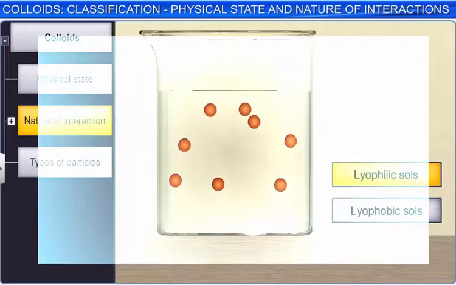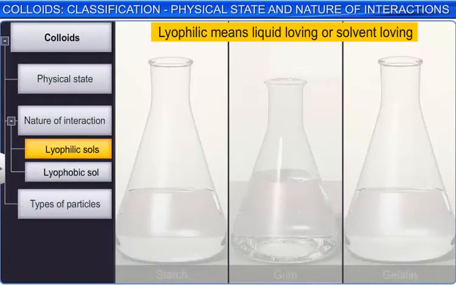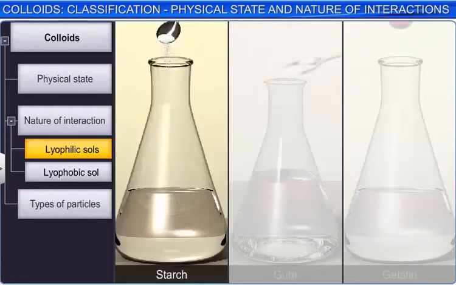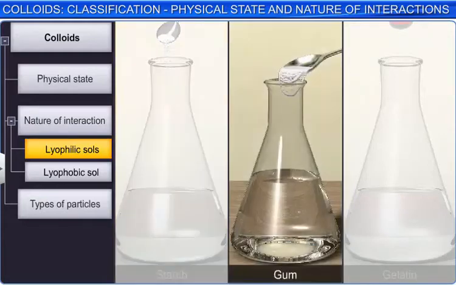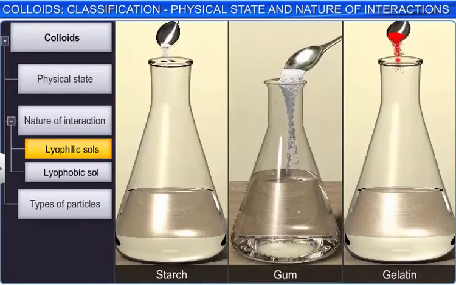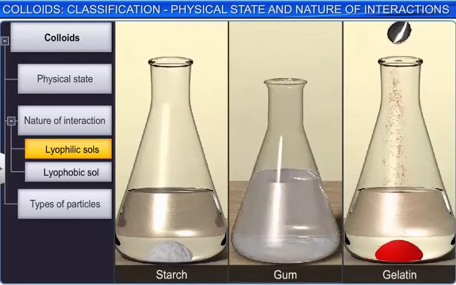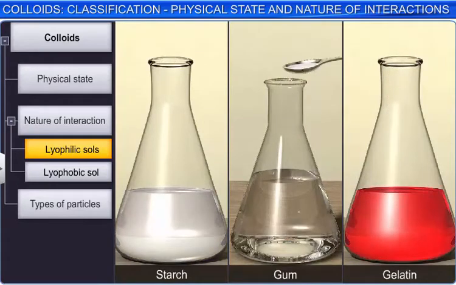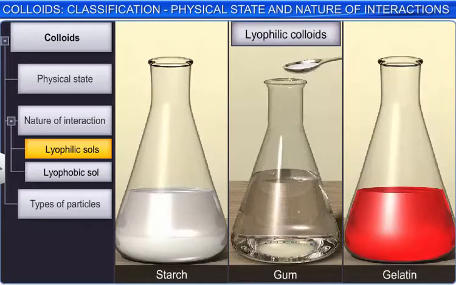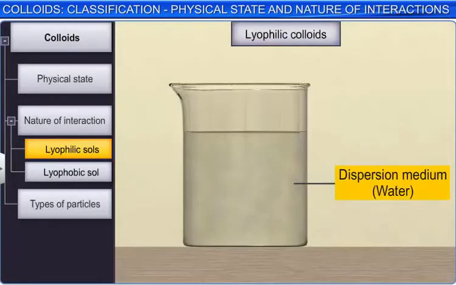The word lyophilic means liquid-loving or solvent-loving. When substances like starch, gum, and gelatin are mixed with a suitable liquid, that is, a dispersion medium, they readily form colloidal solutions. Such colloidal solutions are called lyophilic colloids. When water is the dispersion medium, they are called hydrophilic colloids.